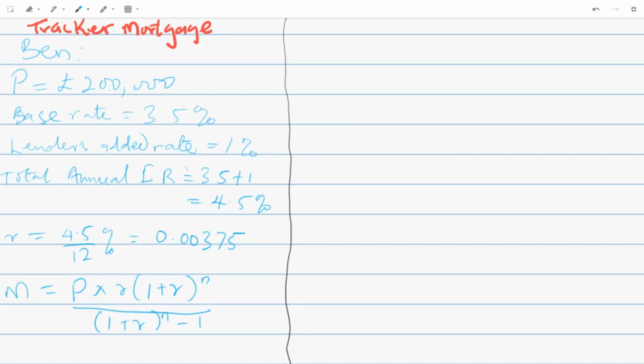Now, we need to calculate n, and as we do know, n is the total number of payments, which is 12 times 25. It's 25 years. So this mortgage is 25 years as well. So that gives us 300.